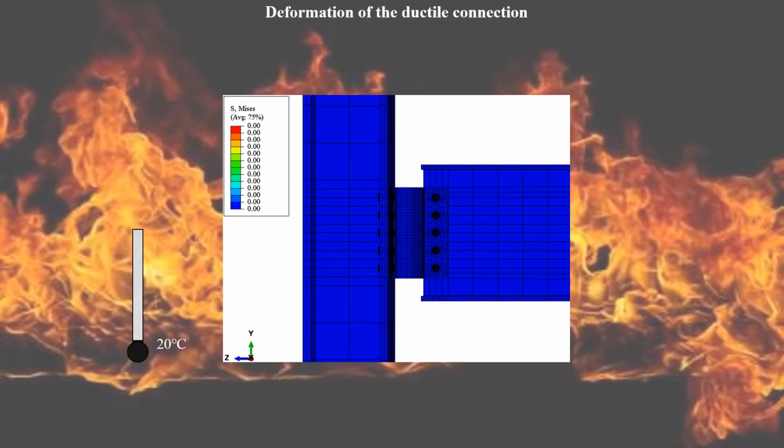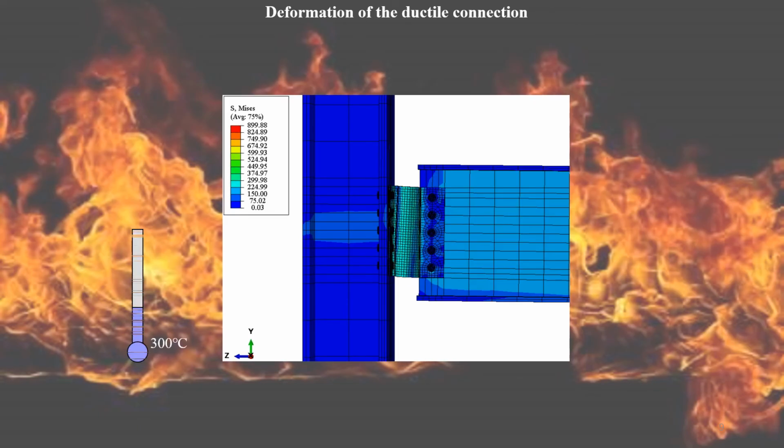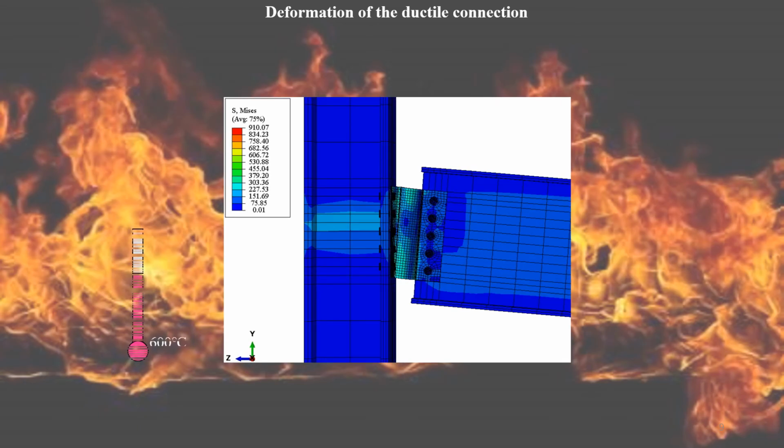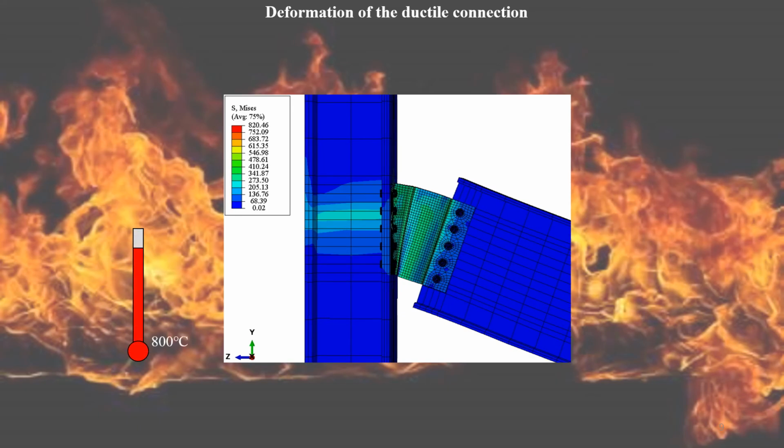This is the deformation of the novel ductile connection with the increase of temperature. At low temperatures, compressive force is generated on the connection. When the temperature is over 700 degrees, the deformation of the connection becomes pulling and tensile forces are generated on the connection. This figure also shows the excellent deformation capacity of the ductile connection.